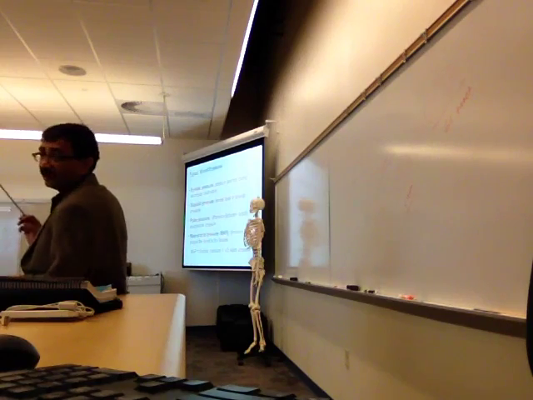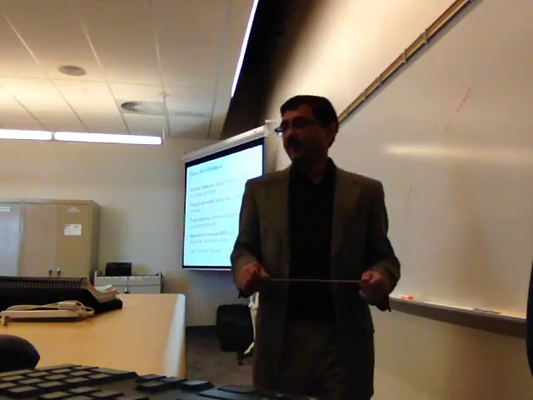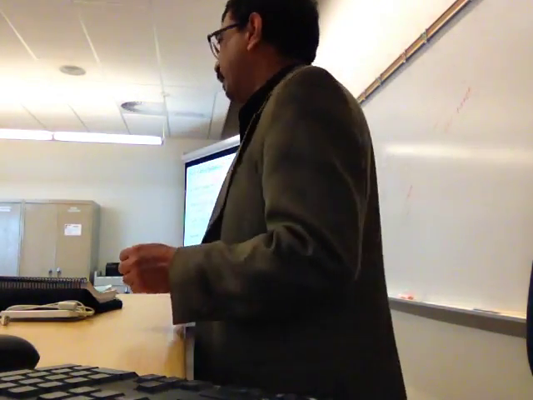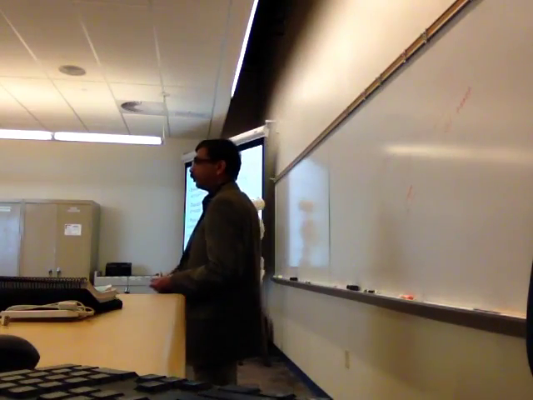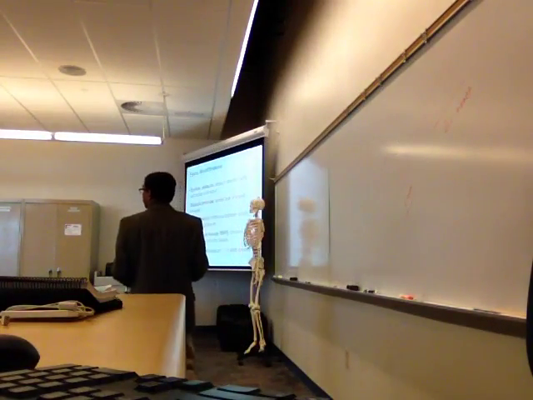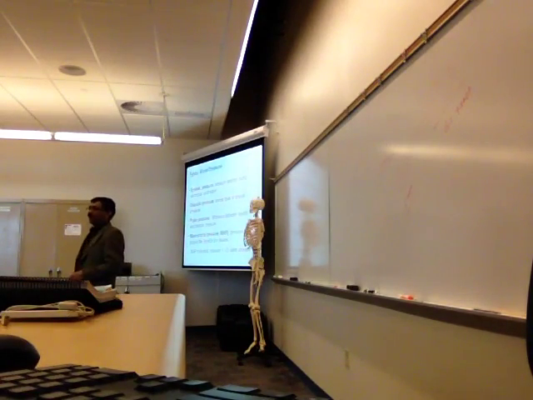Pulse pressure is the difference. We measure it by subtracting diastolic from systolic. So very simple. If your systolic pressure is 120 and diastolic is 60, what will be your pulse pressure? 60, right? Yes, because it is the difference between systolic and diastolic.